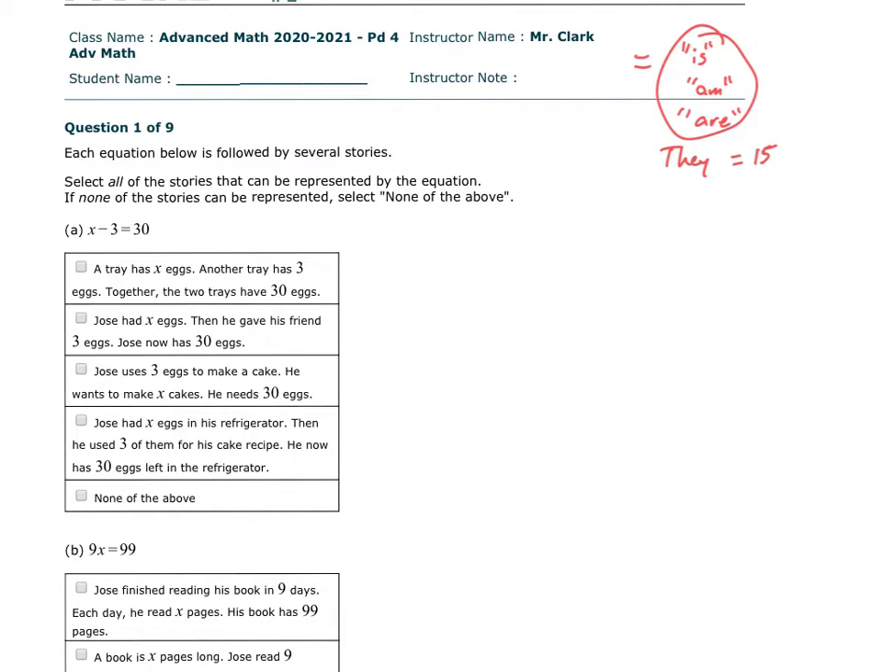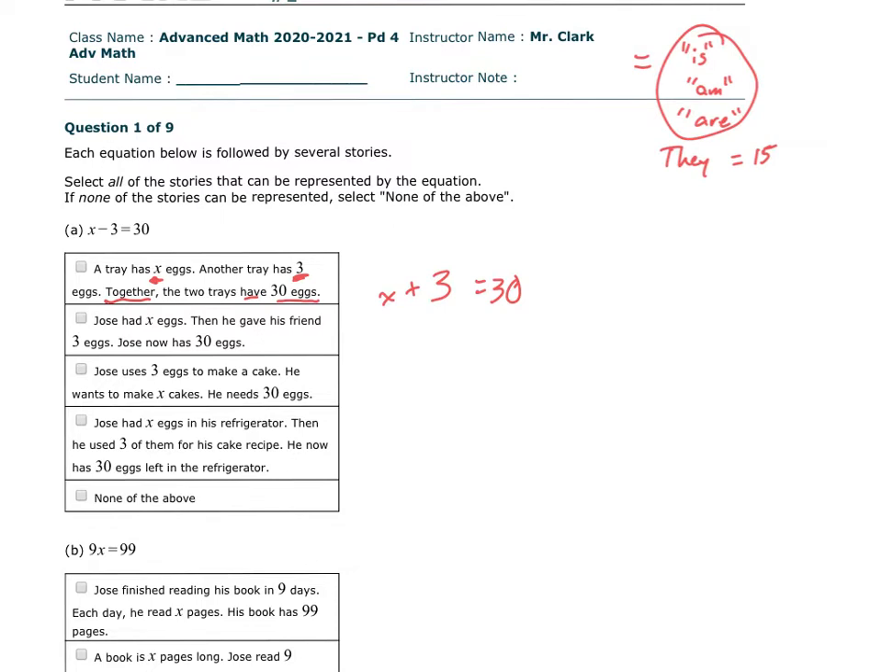Let's go through this. A tray has X eggs. Another tray has 3 eggs. Together, the two trays have 30 eggs. So the two trays are going to equal 30. So we have X on one, 3 on another. So X plus 3 equals 30.